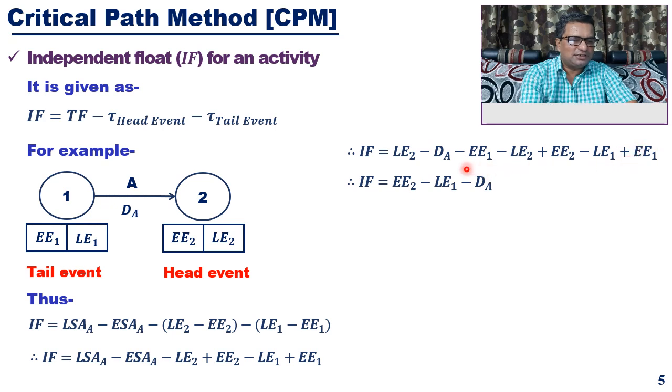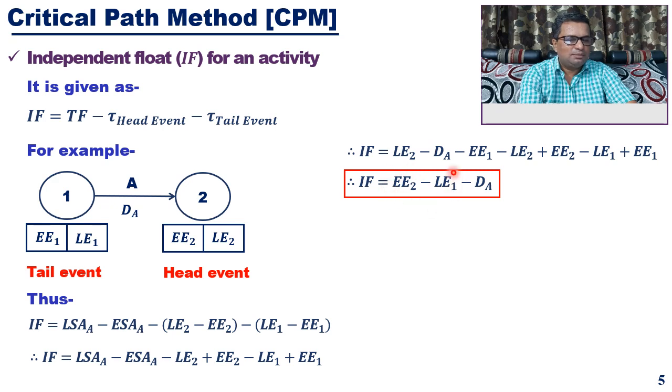EE1 gets cancelled here, since it is minus EE1 and plus EE1, so both get cancelled. Similarly, LE2 minus LE2 also gets cancelled. So what are we left with? Independent float will be EE2 minus LE1 minus DA. So that is the final equation for calculating independent float. Independent float for an activity is earliest event time for the head event minus latest event time for the tail event minus duration of that activity.